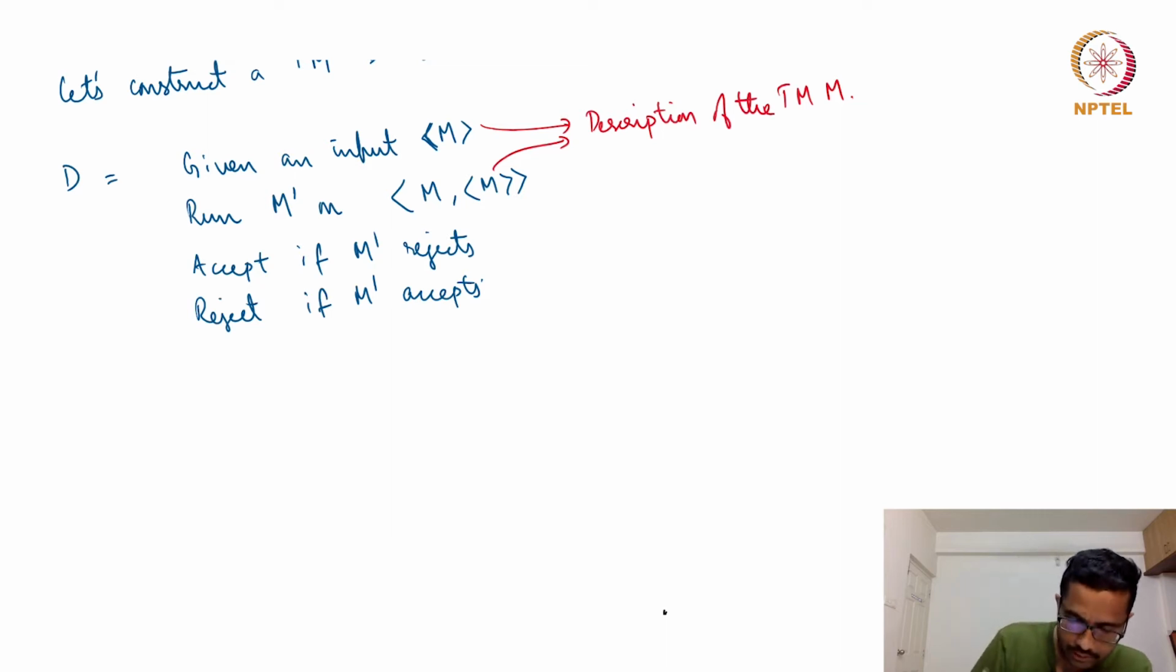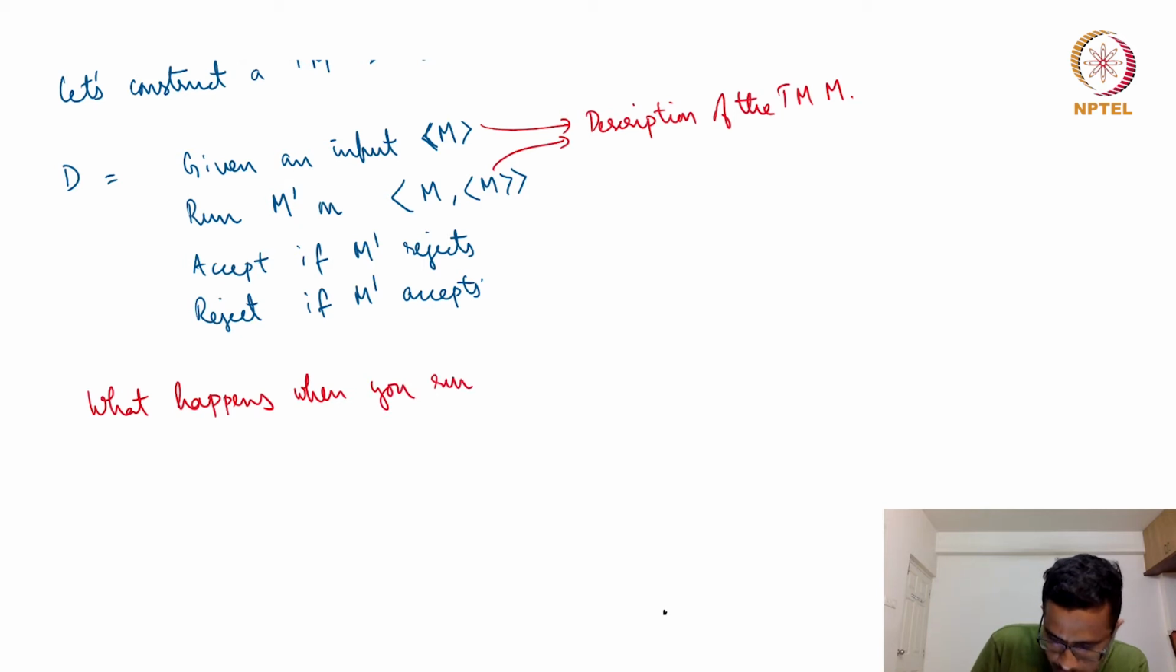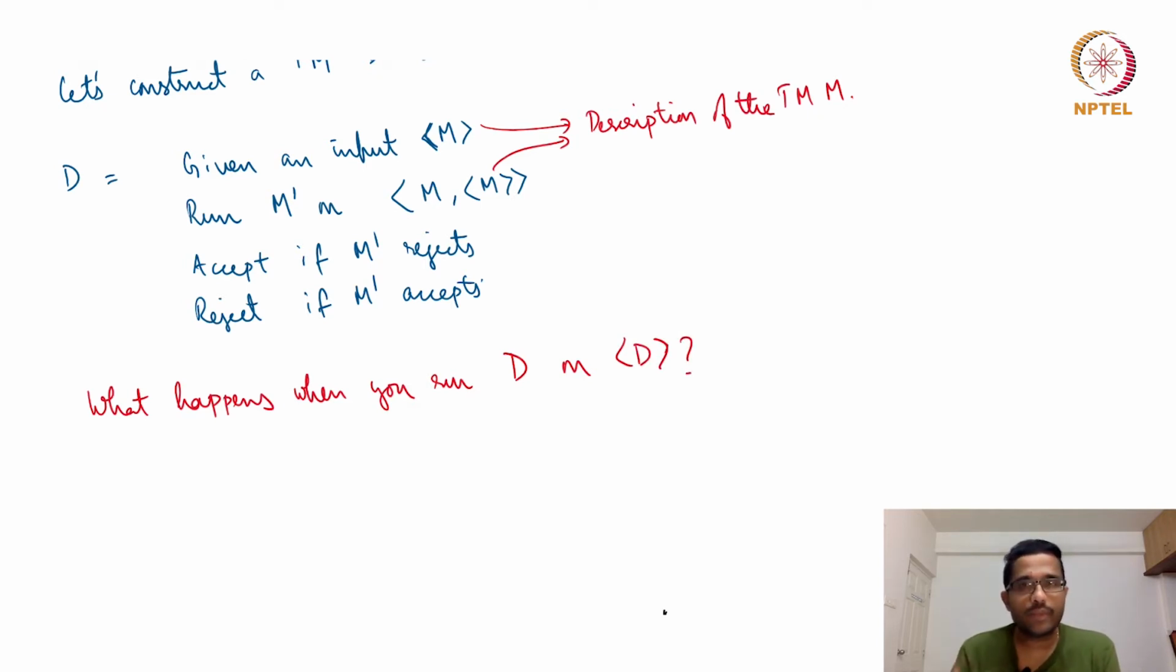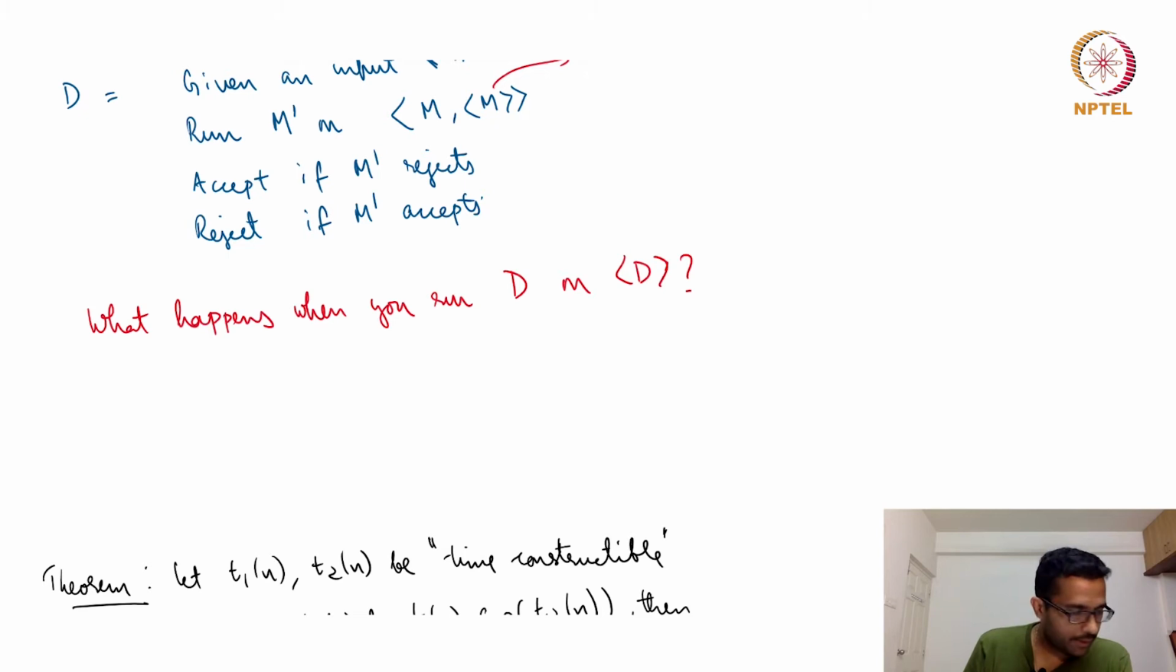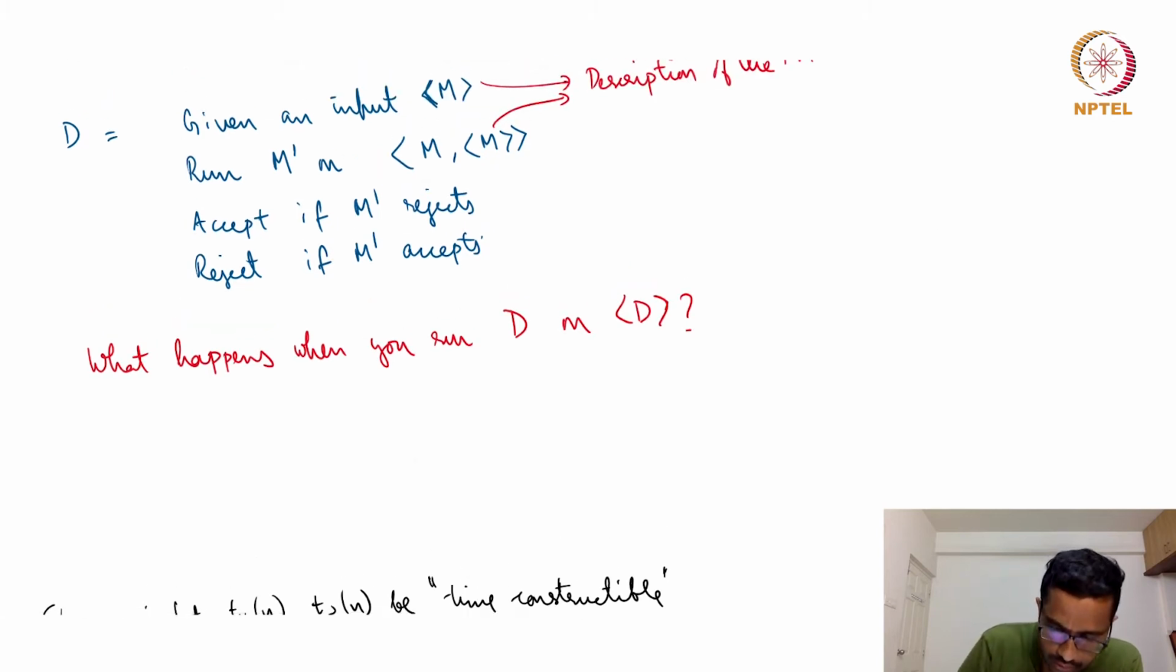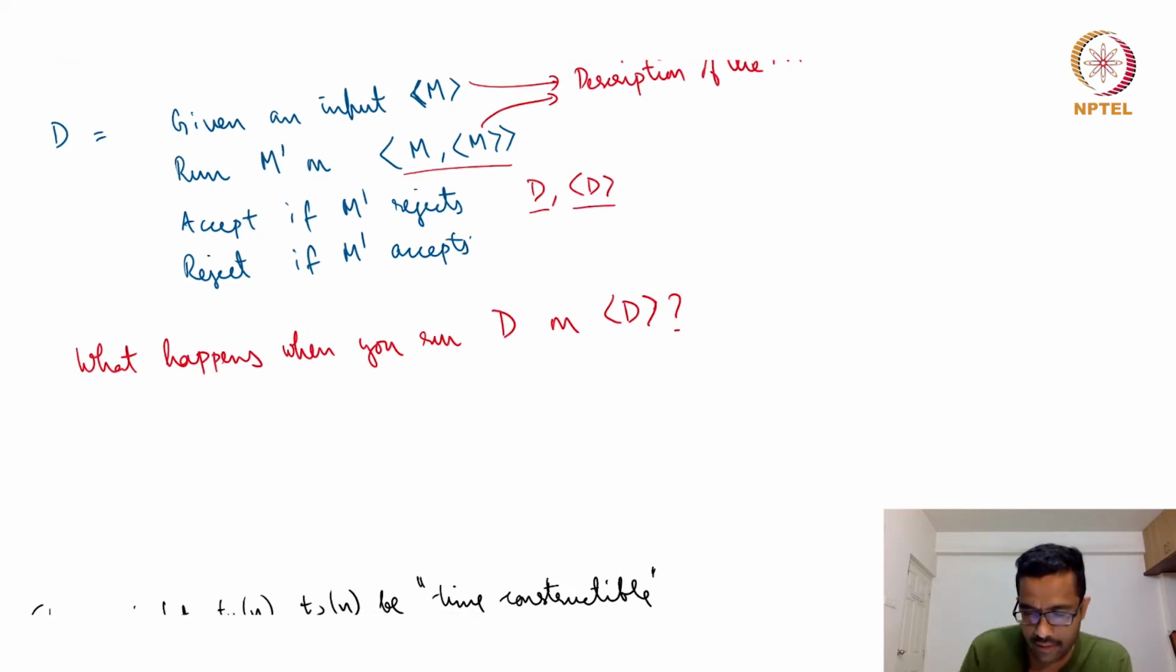Till now there is no contradiction actually. The contradiction happens when you run D on its own input. So D is this Turing machine that we just constructed, and what happens when you run D on its own description? So what will happen here? Note that now D will take the place of M, right? So now M prime will be run on D and its description. So then M prime will see whether D accepts D's description.